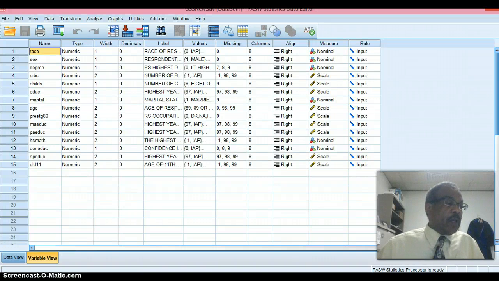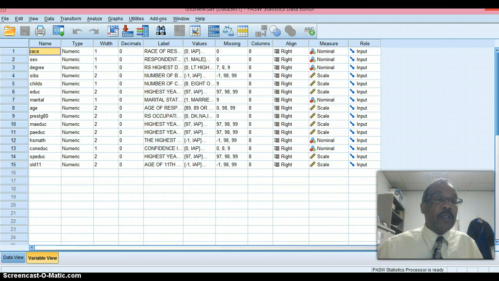Hello everyone. So today what we'd like to do is look at one other aspect of linear regression, and this is called stepwise, and I'll tell you what that is in a minute. So actually I'll show you what that is right now.